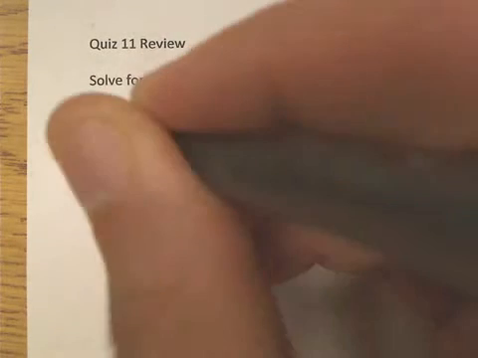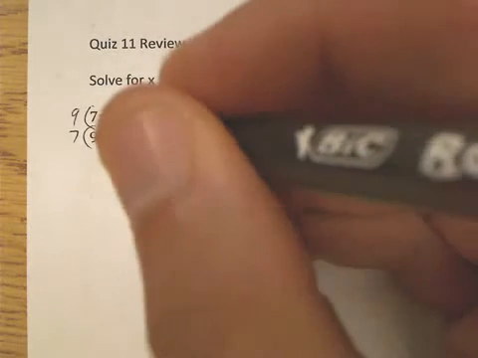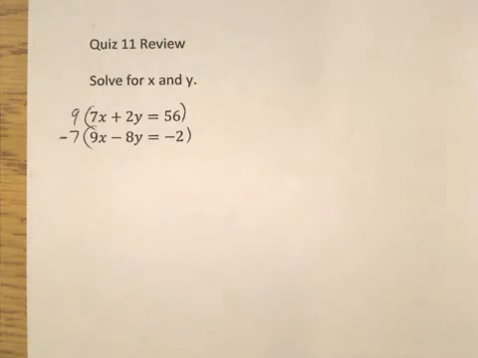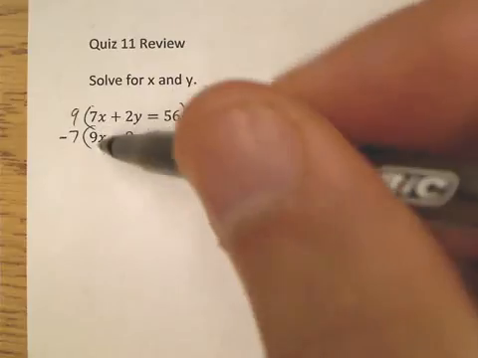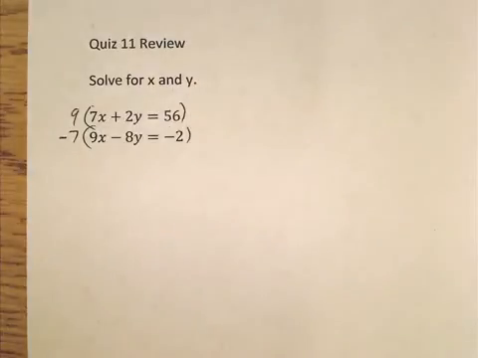Here I have 7 and 9, so let's write 9 and 7. They're both positive here, so make one negative. Basically, you want one to be positive and one to be negative after you multiply them out. Okay? So that's what we're going to get here in a minute.